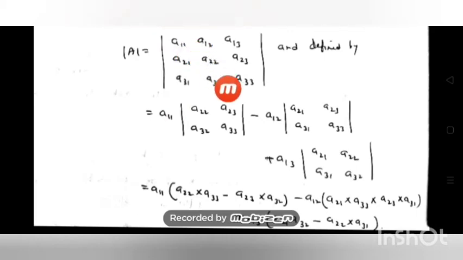The second element you write down is a12. Then delete the row and the column where a12 is present. a12 is present in the first row, second column, so delete the first row and second column. What is left? This determinant is left: a21, a23, a31, a33. Then after that again give plus. Plus, minus, plus. Plus the third element a13. Then delete the first row and third column. What is left? a21, a22, a31, a32. So you see this third order determinant is now converted to second order, and the second order, you know how to find its value, just like cross multiplication. Like that we are going to do it.